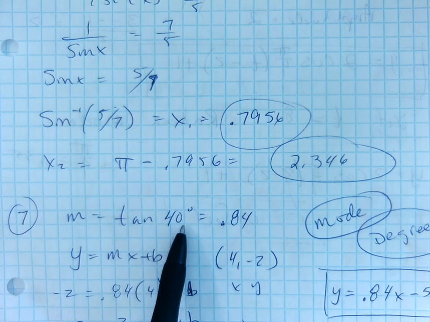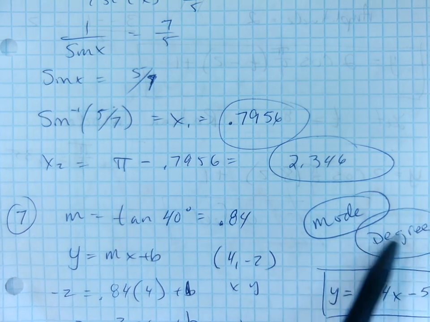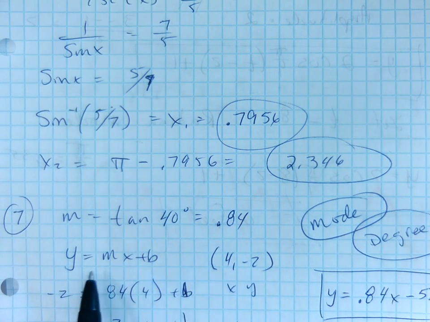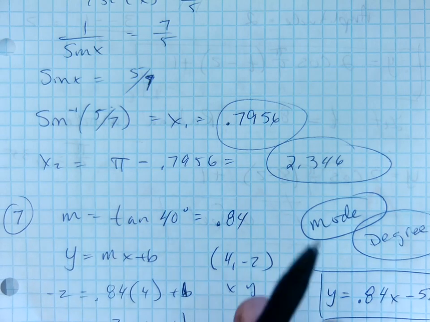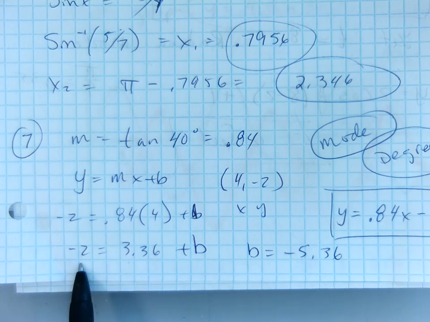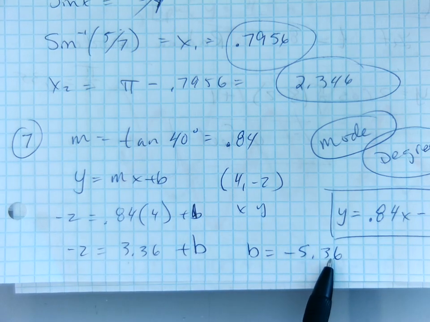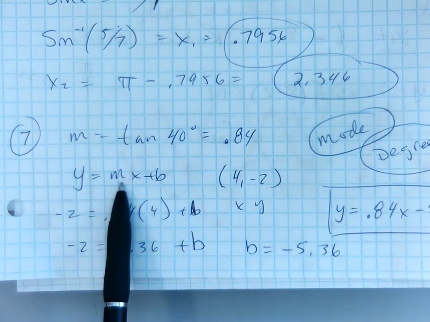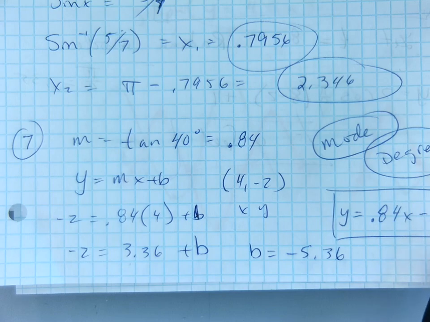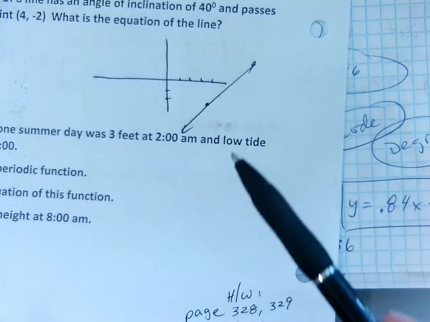So I took the tangent of 40 degrees, but I had to change my mode to degree mode. So tangent of 40 degrees in degree mode, and I got 0.84. That's the slope. It has to go through the point (4, -2), which has an x and y value. I put my 4 in for x and my -2 for y, and I solved it. I multiplied 4 times 0.84, I got a 3.36. I subtracted that, and I got a -5.36. So now I know b, and I know m, so my equation is y equals 0.84x minus 5.36, which kind of corresponds to what I have here, okay?